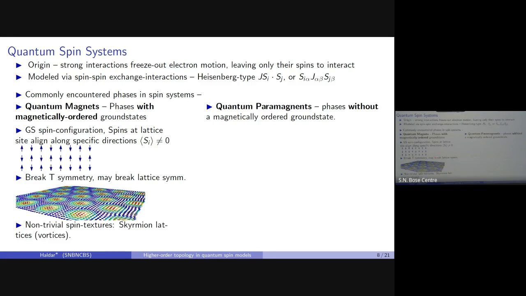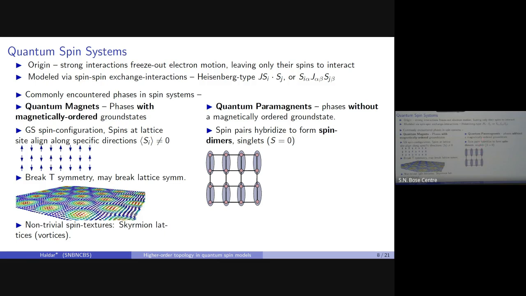And another nice feature about this magnetically ordered ground state is that you can have non-trivial spin structures, textures, in the form of what are called skyrmions. So skyrmions are like vortices of spins, which are bigger than the unit cell of your original lattice. These are quite interesting features because they can themselves show non-trivial topology, or what is called real space topology. Right.